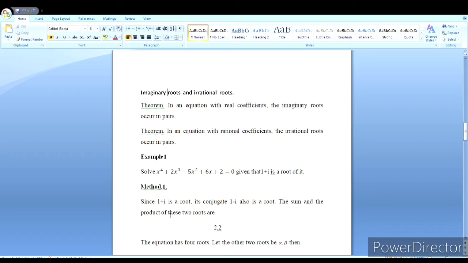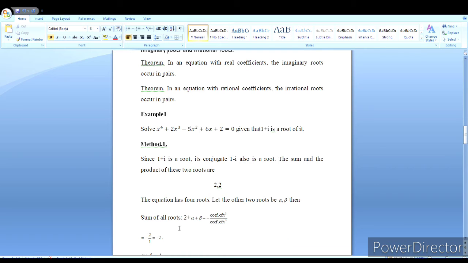The sum of these two roots, adding 1 plus i and 1 minus i, we have 2, and taking the product, we have 1 minus i square. i square is minus 1, therefore minus i square is plus 1. 1 plus i into 1 minus i becomes 1 plus 1, that is 2. That is, the sum is 2 and the product is also 2. Since the given equation is of degree 4, it has 4 roots. Let the other roots be alpha, beta.